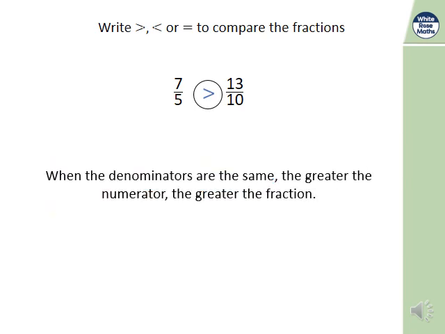And again, if we remembered that rule, when the denominators are the same, the greater the numerator, the greater the fraction. So we could have multiplied by 2, and whatever we do to the bottom, we do the same to the top. We could have changed 7/5 to 14/10, and the greater the numerator, the greater the fraction when the denominators are the same. So 7/5 is greater than 13/10.